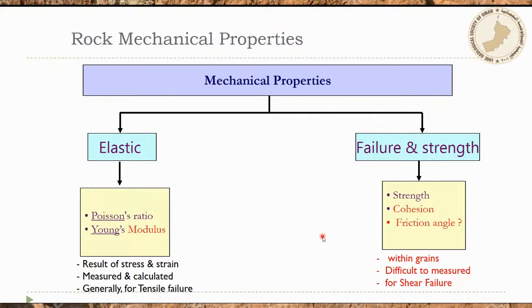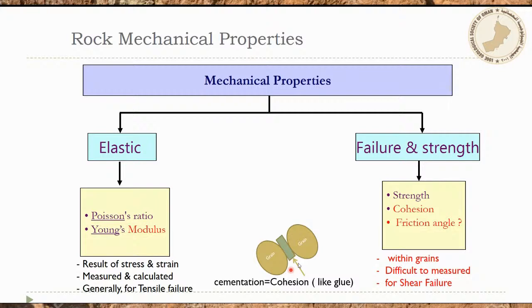We also have the second set of properties, which is called failure and strength. We have strength, sometimes called unconfined compressive strength. We have cohesion and we have friction angle. This one is internal, within the grains. It's not easy to measure these two in the lab; we can only calculate them. These are used for shear failure, like wellbore stability. This is the main parameter for wellbore stability, sand protection, and so on.